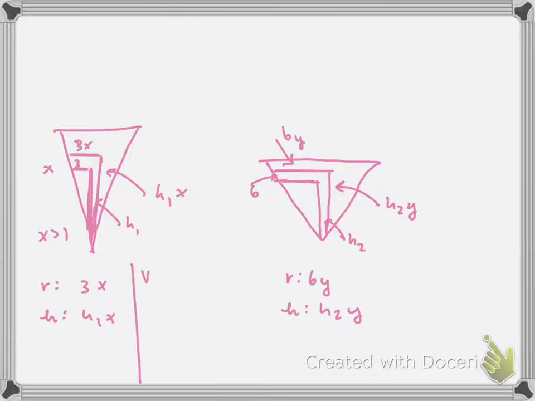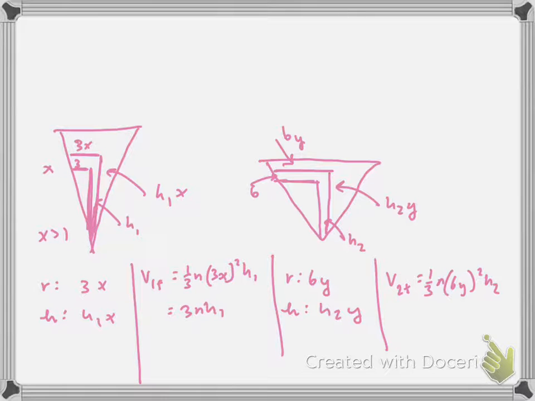Okay, so let's take a look at final volumes. So the final volume of 1 is going to be 1/3 pi (3x) squared h1. The final volume of 2 is going to be 1/3 pi (6y) squared h2. So I'm going to get 3 pi h1x cubed and 12 pi h2y cubed. All right, so remembering that the final volumes are equal to each other, I can just set these equal to each other and again cancel common factors, and I'm going to get that x cubed equals y cubed, or x equals y.